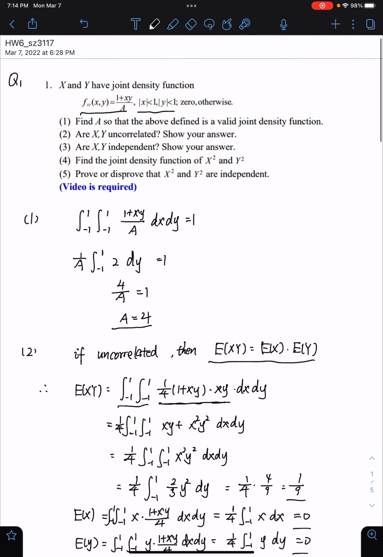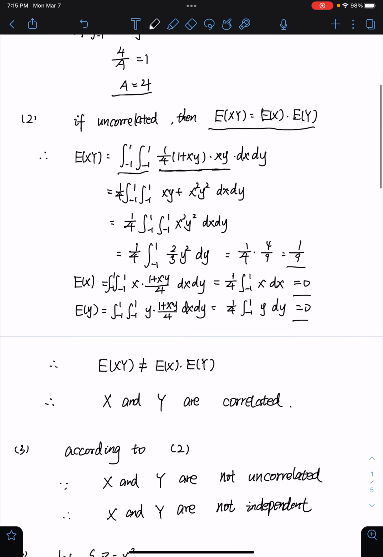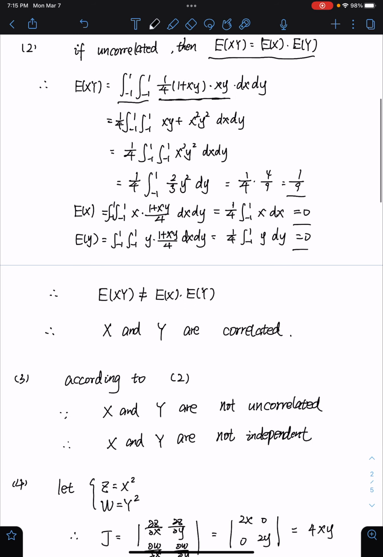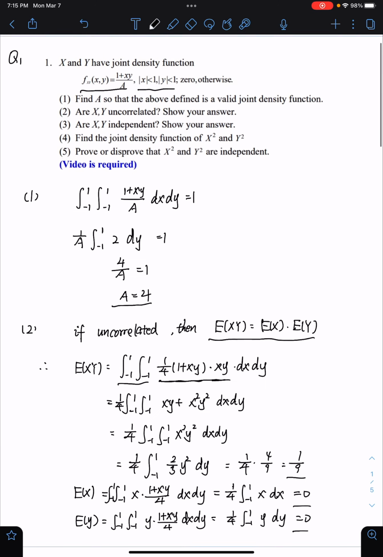The third question is to justify whether x and y are independent or not. This is pretty easy because we have the result from question 2: x and y are correlated. So x and y are also not independent, because independence is a stronger constraint than uncorrelatedness.